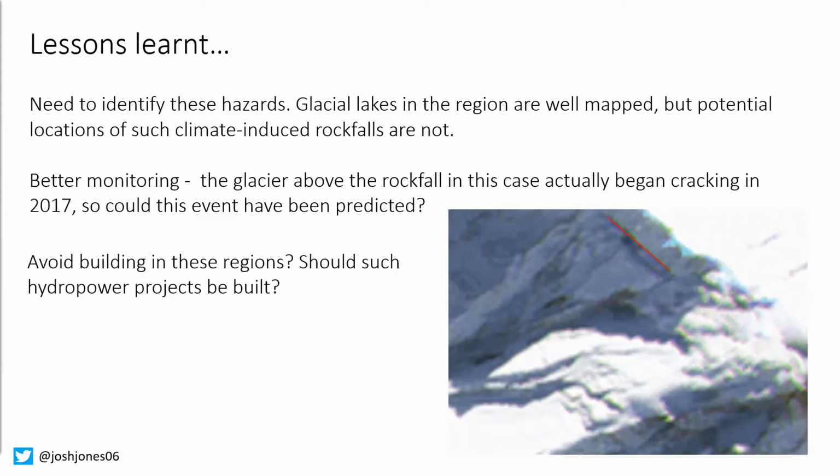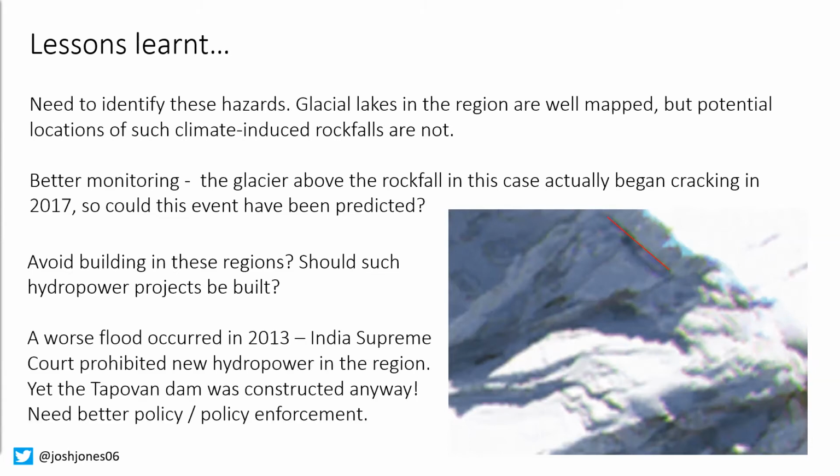And finally, we should just avoid building large infrastructure in these highly at-risk areas. Most of the impacts I talked about earlier were directly due to the hydropower dam being where it was. And the sad thing about this is that in 2013, a similar flood occurred. The Indian government prohibited all new hydropower being built, yet this dam was built anyway. And this really highlights that science, government policy, and local stakeholders need to work together much more closely to try and reduce the vulnerability to these types of hazards.